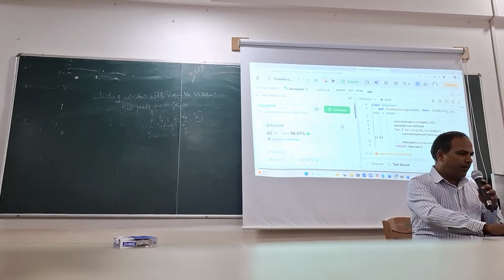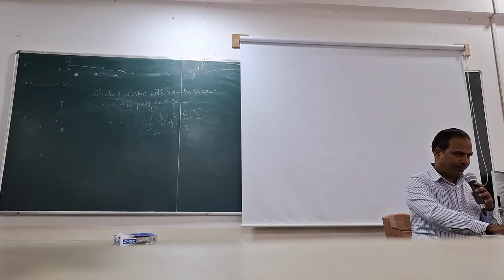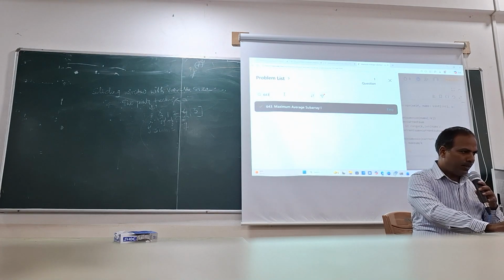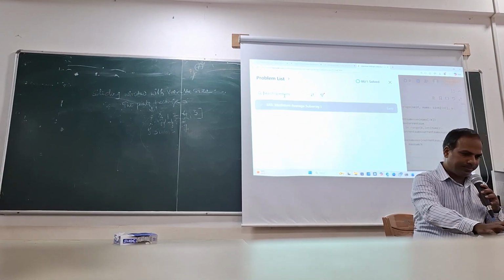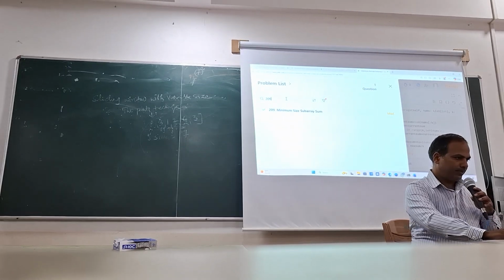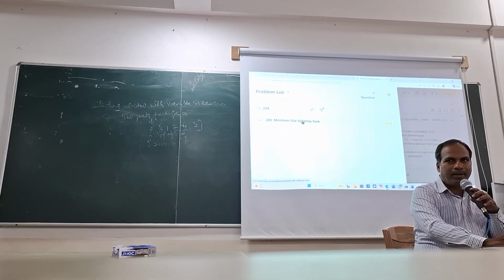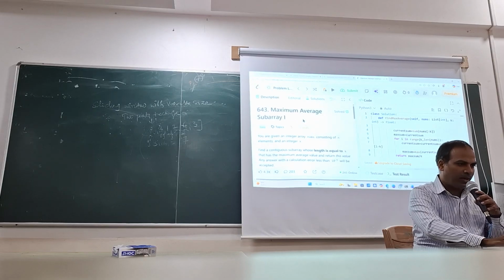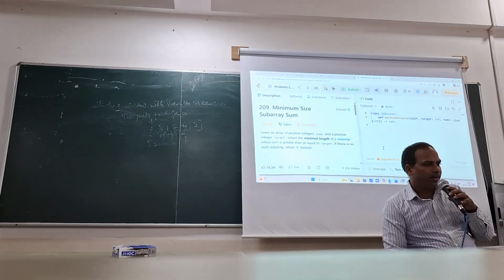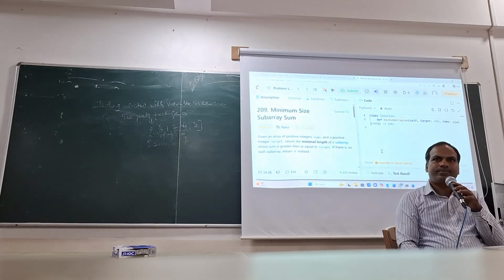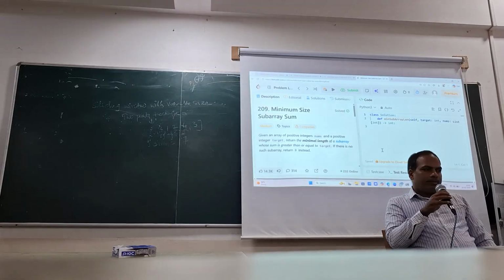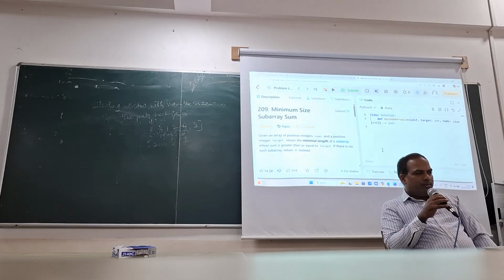What is the problem number? 209. Minimum size subarray sum. I already discussed it with some other college where it's been submitted, but we'll do it in front of your line course. Don't worry, I'll do it. Okay? It's a medium level problem. Just read it, everyone.